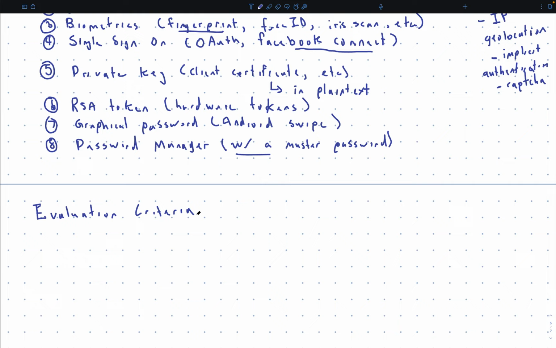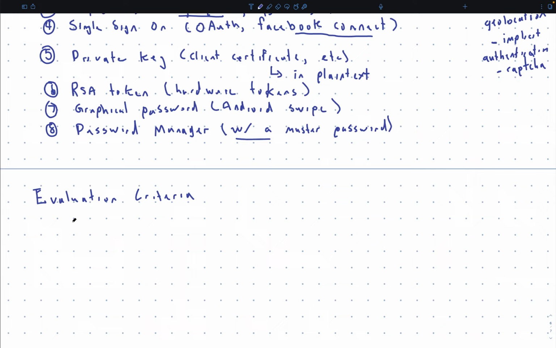In order to do it, we need the columns or the properties or the criteria. And as I mentioned, you don't have to do it this way, but it's common now in the academic literature that we cluster our properties into 3: usability, deployability, and security. This is sometimes called the UDS framework.